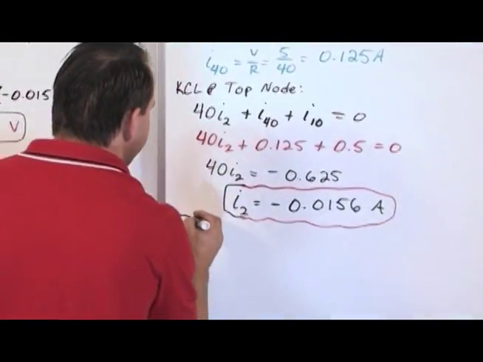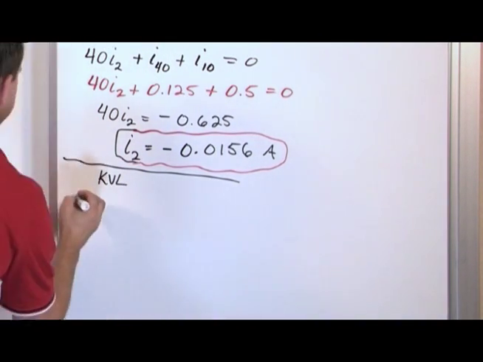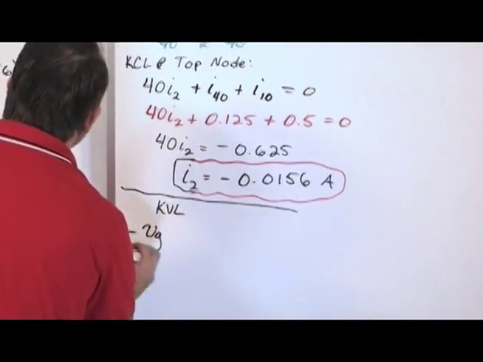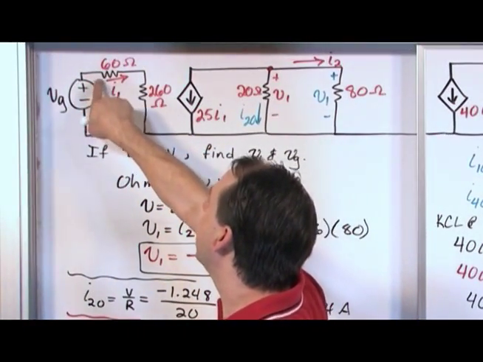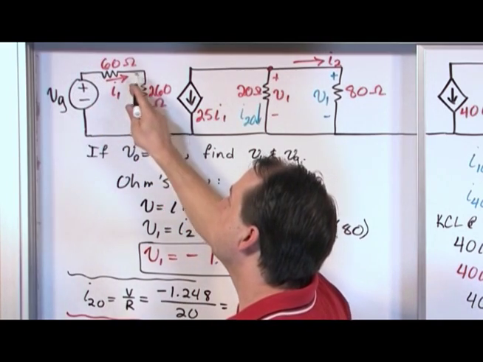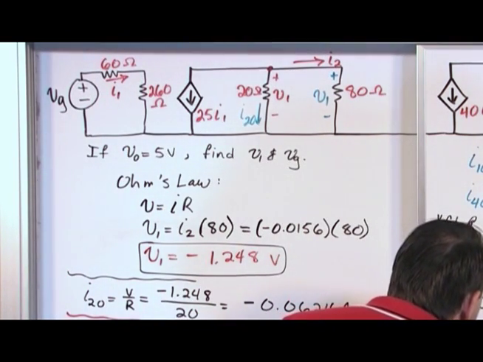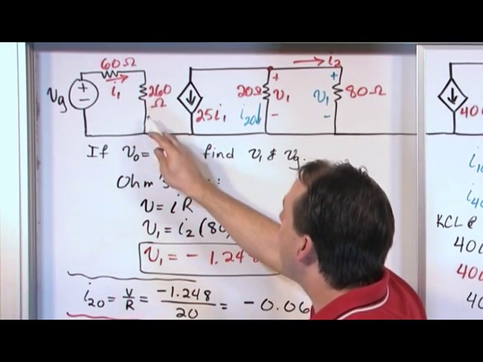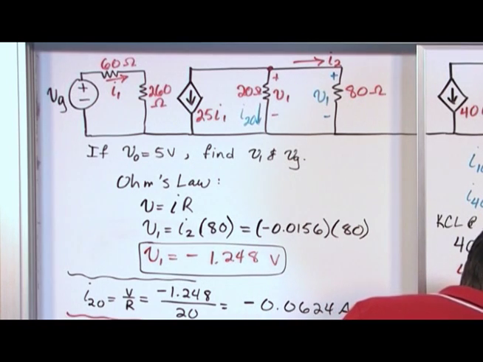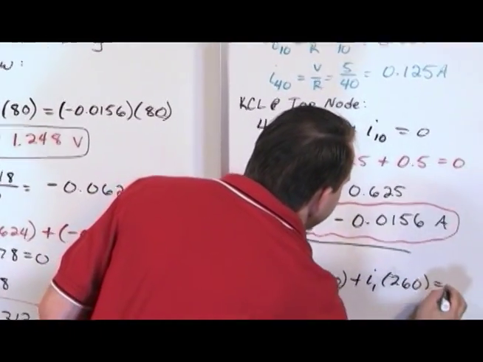And I'm going to switch over to this board to do it. So I'm going to do KVL over here. So it's going to be negative VG because we went from negative up to positive. Now, when we go this direction, we're going to go in the positive direction because we're going in the direction of current, IR. So what we're going to have is plus I1 times 60. And then we're going to go I1 times 260 in a positive sense. So let me write I1 times 260, and that's equal to 0.